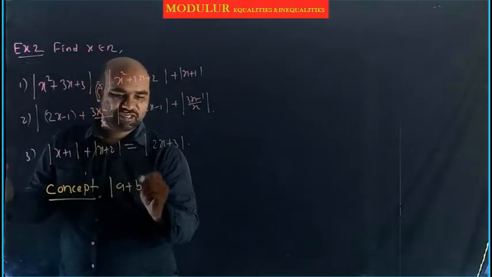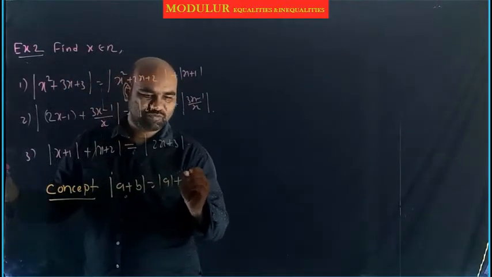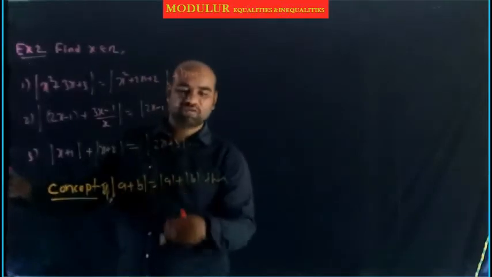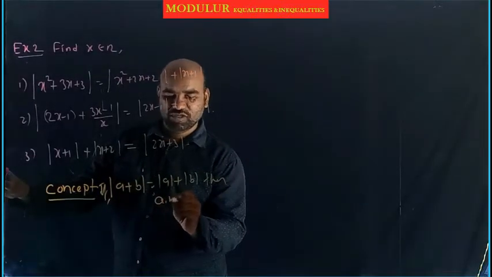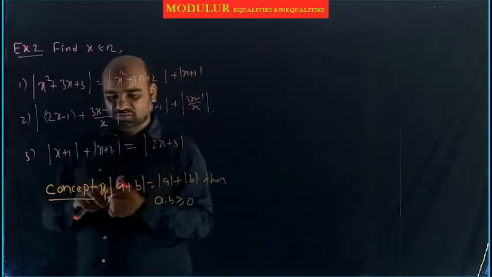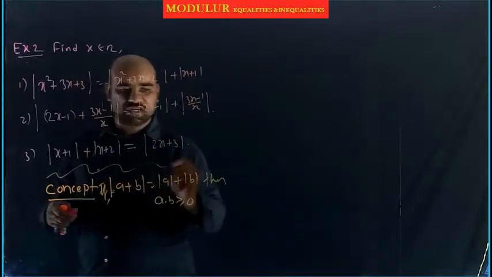Mod a plus b equal to mod a plus mod b. Then I can start with: if mod of a plus b equals mod a plus mod b, then a into b is greater than or equal to 0. This is one of the important concepts. Using this concept you can solve about 3 problems.